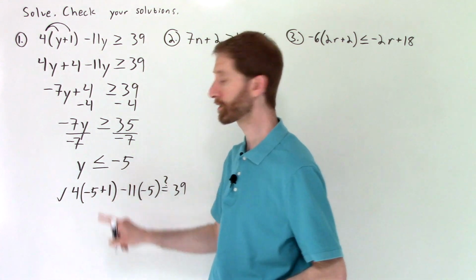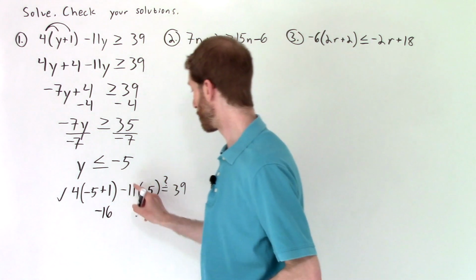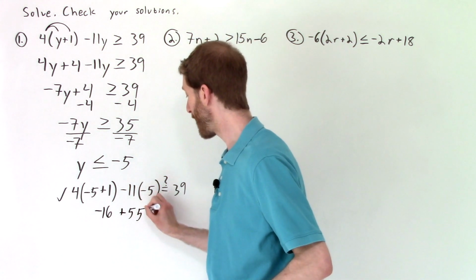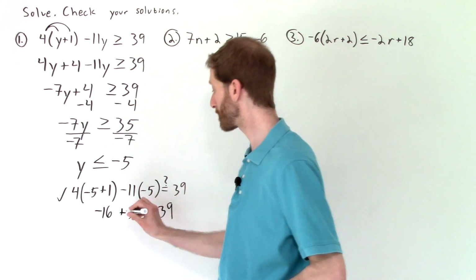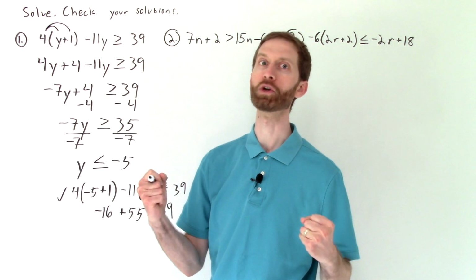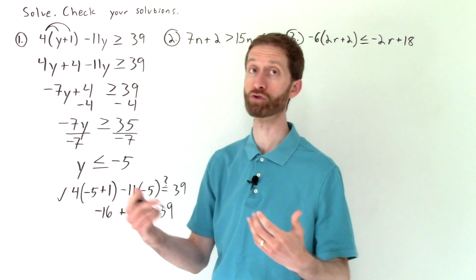Well, negative 5 plus 1 is negative 4 times 4 is negative 16. Negative 11 times negative 5 is positive 55. And that is a true statement. Negative 16 plus 55 is equal to 39. Sweet. So what that means is we know that we've solved for the correct boundary number, right? Negative 5.